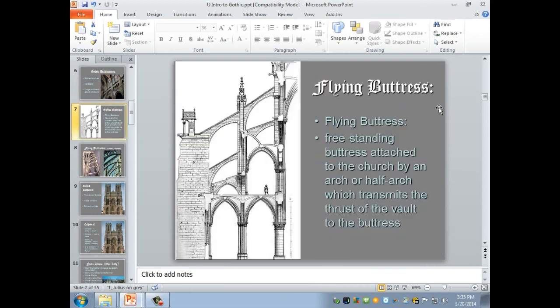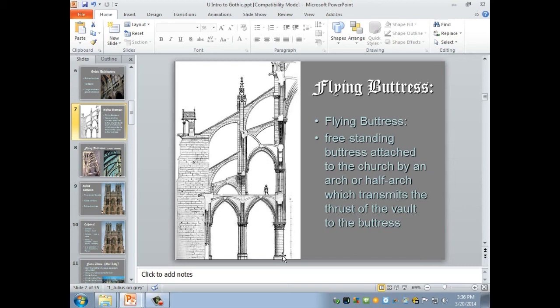And probably a good idea for you to know what that is. So here's one of the definitions. And as you can see, a diagram showing, in this case, very elaborate flying buttresses. A flying buttress is a freestanding buttress attached to the church by an arch or half arch, which transmits the thrust of the vault to the buttress. So let me explain what that means and what you're seeing here.